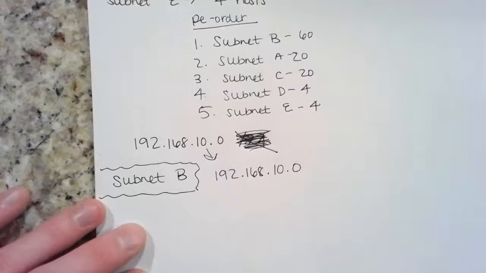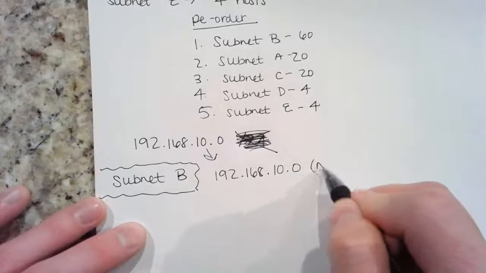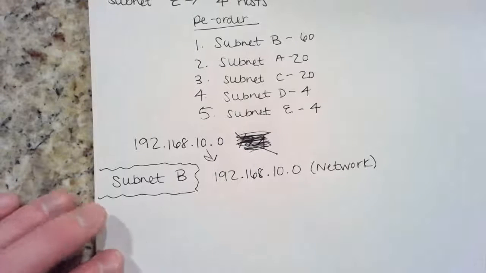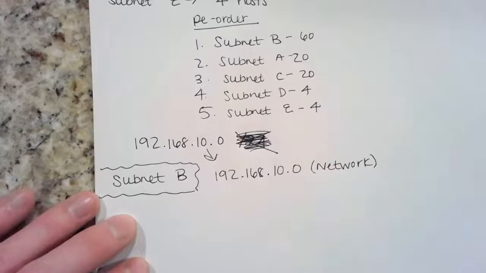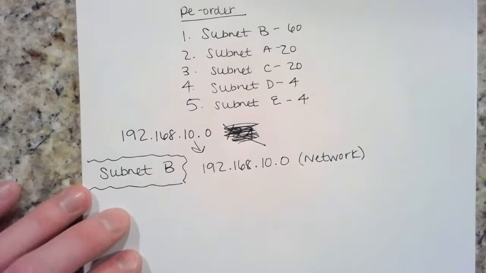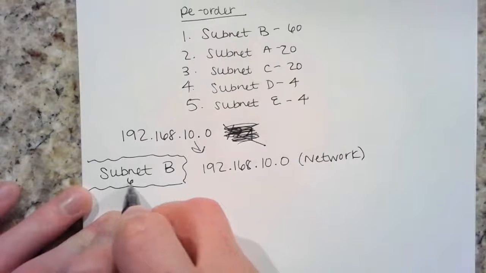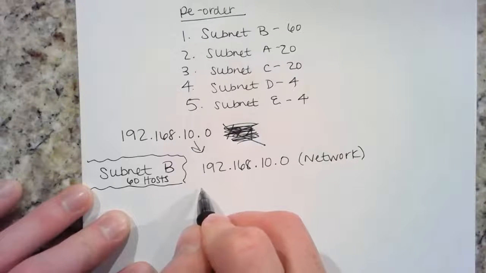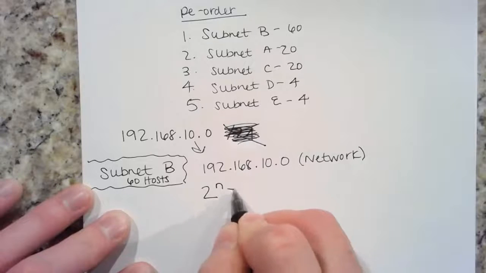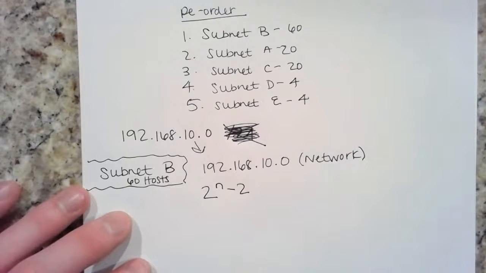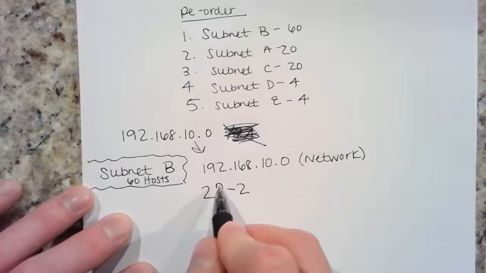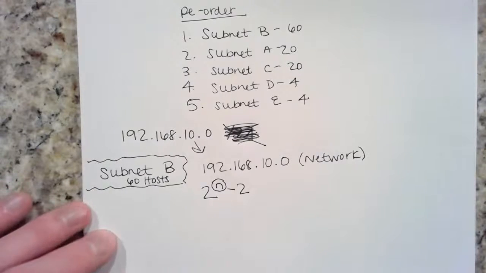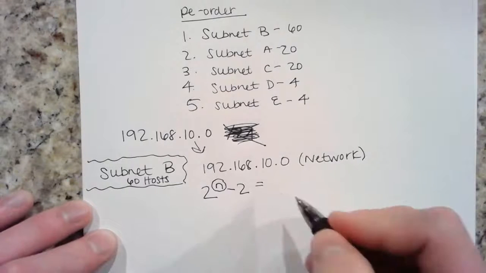So we're going to do 192.168.10.0, okay? And if anybody remembers, that is our network address. And if you also remember, we cannot use our network address. It identifies our network, but we could not assign that to a device. Okay. Now, it says we need 60 hosts here for subnet B. That's important. We're going to start with our formula. Our formula is always 2 to the n minus 2. Okay, so 2 to the n minus 2. This n exponent here, we're looking for a number to substitute in there so that this is the result of the formula.